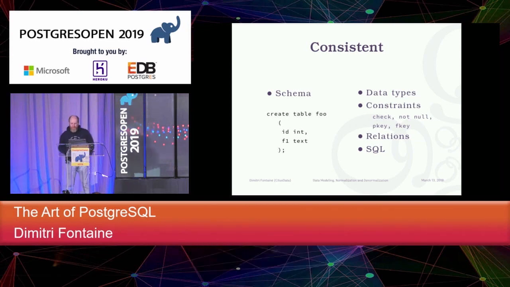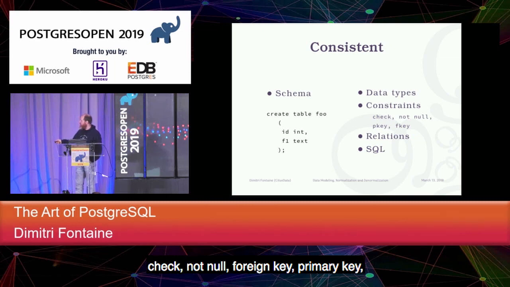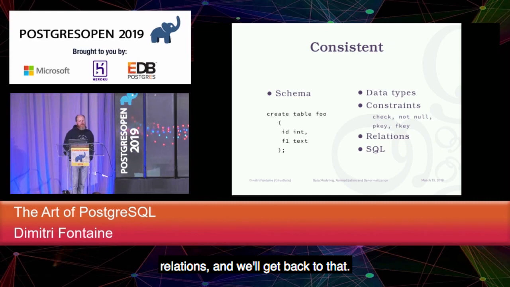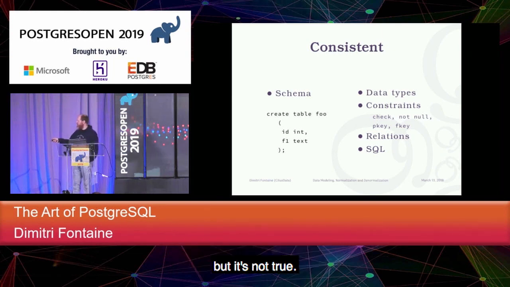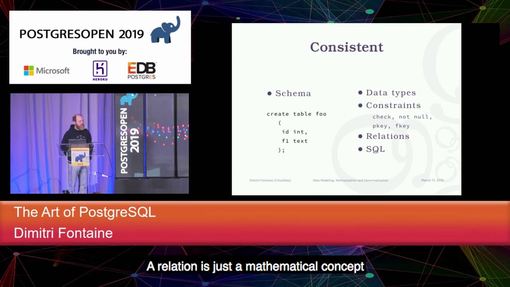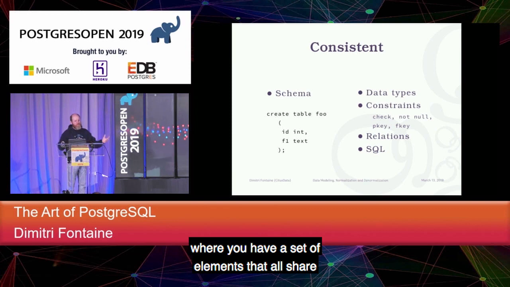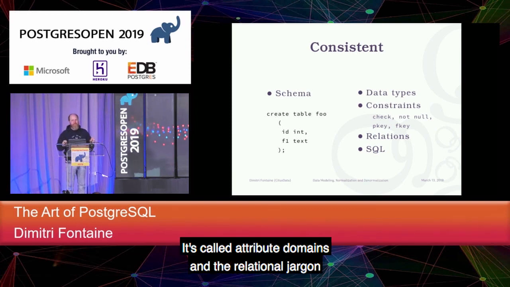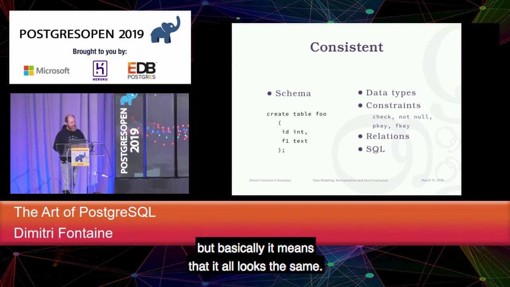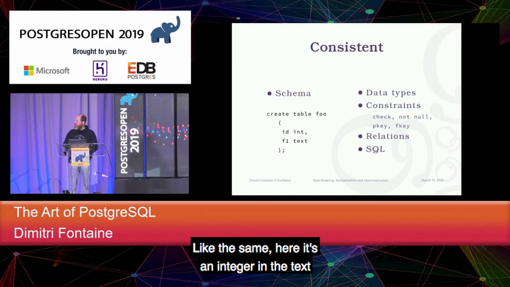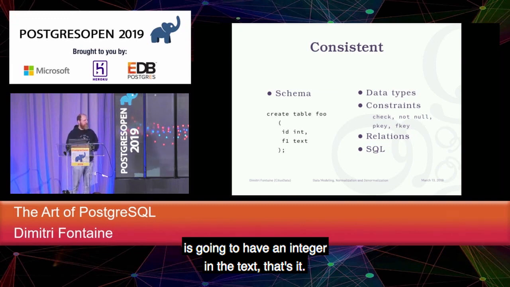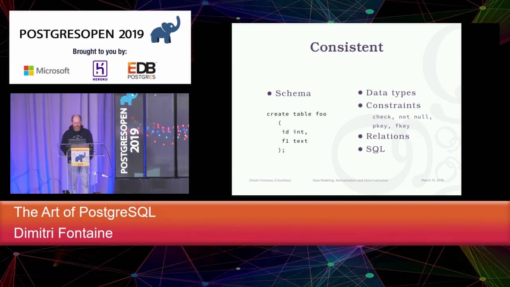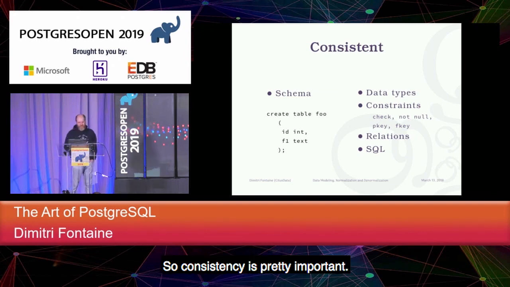Please be careful. And then we have constraints like check, not null, foreign key, primary key, relations. And we'll get back to that. Relations are the central concept of SQL, basically. And some people think it's because we have foreign keys, but it's not true. A relation is just a mathematical concept where you have a set of elements that all share the same properties. It's called attribute domains in the relational jargon, but basically it means that it all looks the same. Here it's an integer and a text. And anything that is in the table foo is going to have an integer and a text. That's it. All of them are the same. That's what is a relation. So consistency is pretty important.